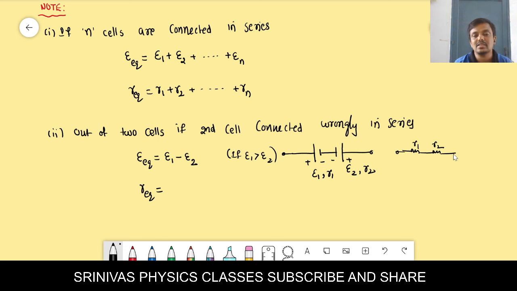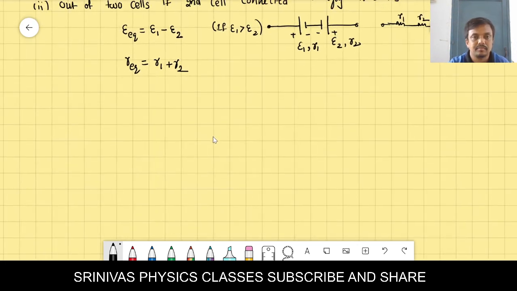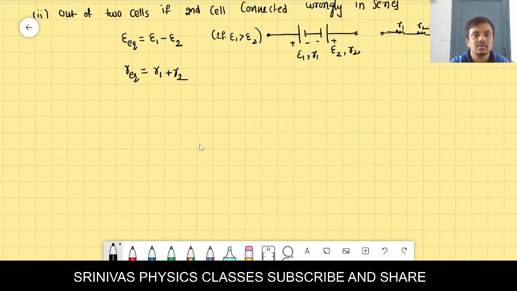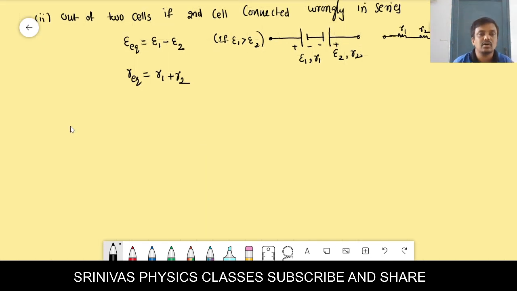But there is no wrong connection for the resistors, because the resistors do not have positive and negative terminals. Whatever it may be, either you connect to left or right, the same connection will be there. There is no wrong connection for the resistors because they do not have terminals. That's why the resistor series combination is again R1 plus R2. Clear, students? Any doubt?